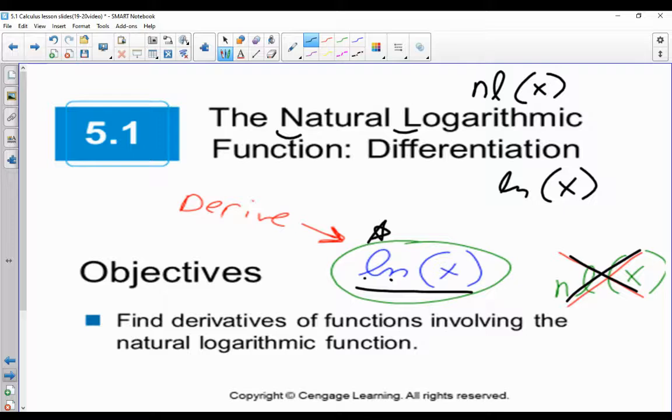Again, I do not know the rules behind that or why they decided to do that. That's just how it is. But anyway, our main objective is how to derive these ln natural log functions. And on the next slide, I'll show you the basics behind it.